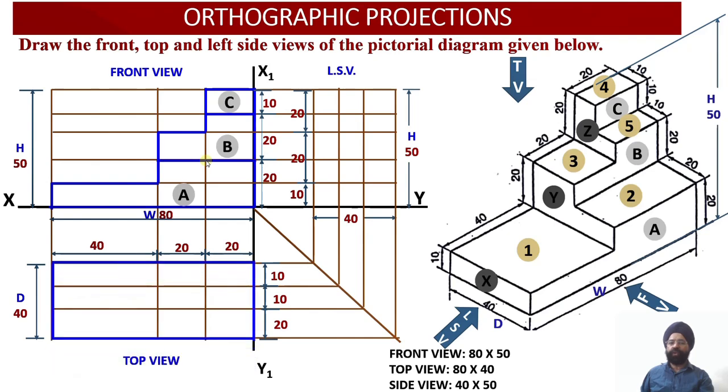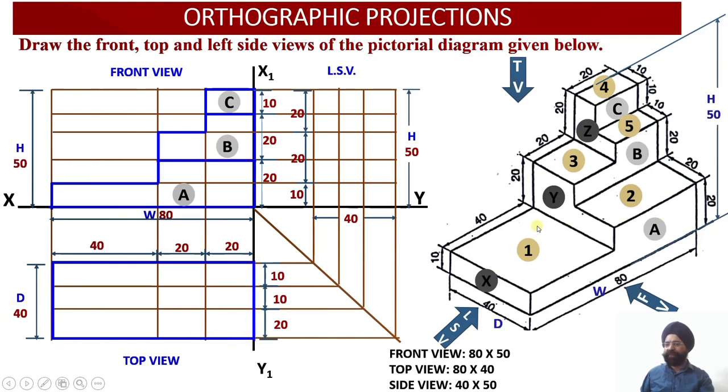Now let us move on to the top view. In the top view, please check, this boundary will be visible. So I have completed this rectangle of 80 millimeter by 40 millimeter, right? So 80 by 40, this rectangle has been completed.